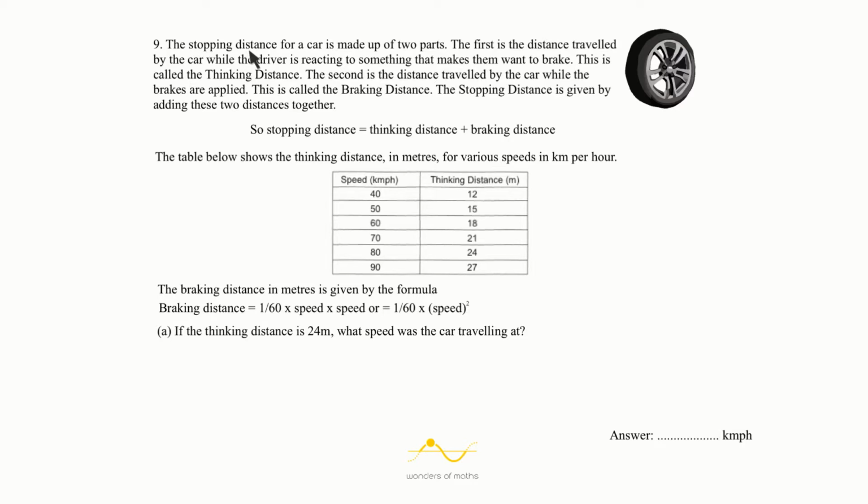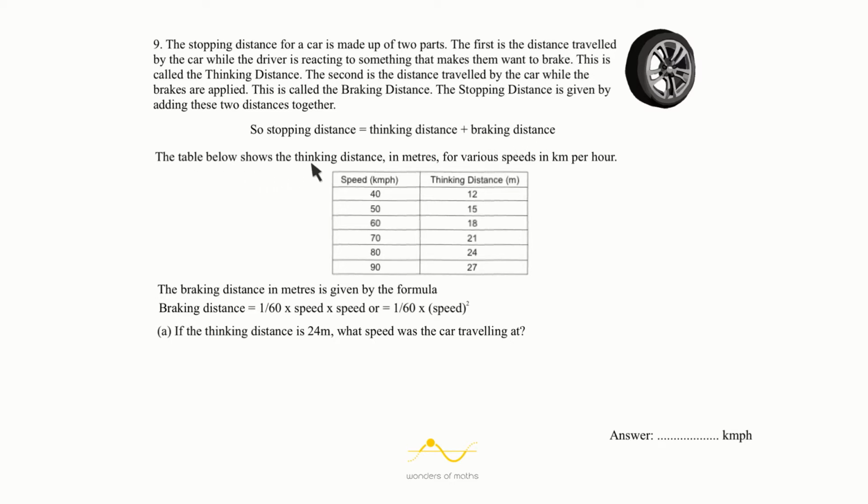The stopping distance for a car is made up of two parts. The first is the distance travelled by the car while the driver is reacting to something that makes them want to brake. This is called the thinking distance. The second is the distance travelled by the car while the brakes are applied. This is called the braking distance. The stopping distance is given by adding these two distances together. So, stopping distance is equal to thinking distance plus braking distance.